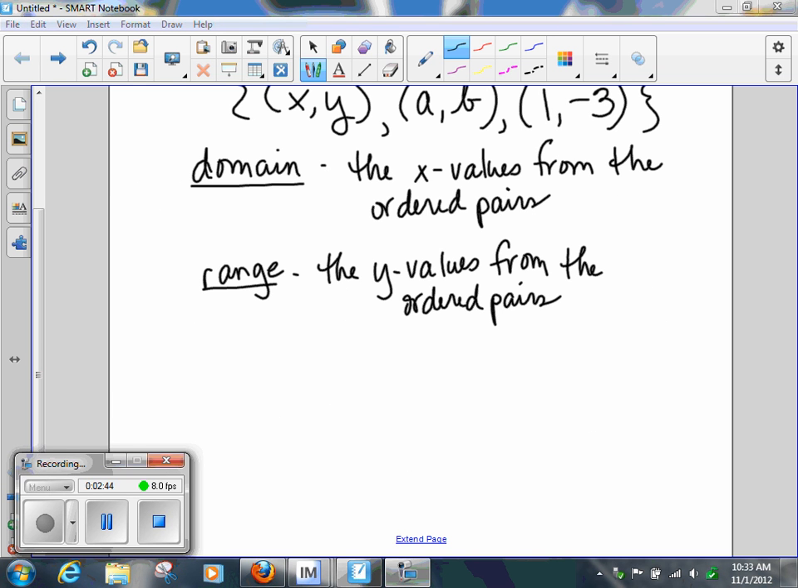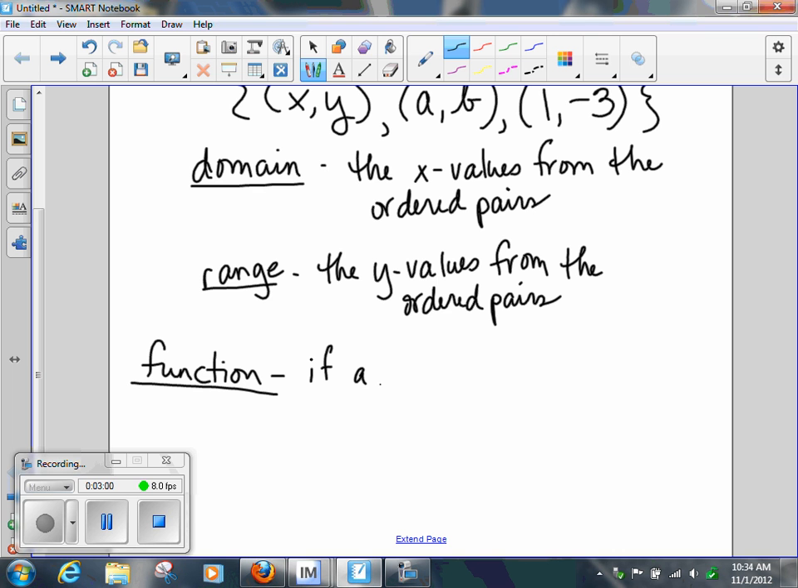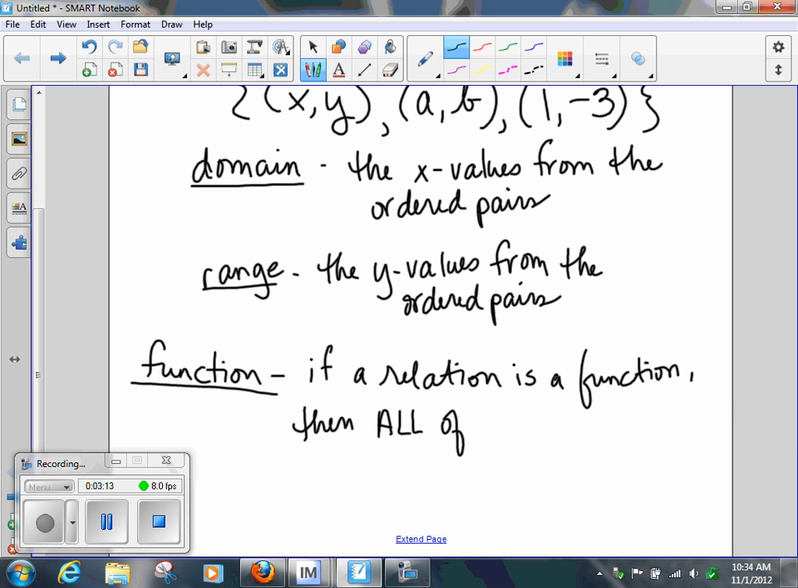If a relation is a function, then this means that all of the x coordinates will be different. And that's just to review a little bit from Algebra 1, okay?